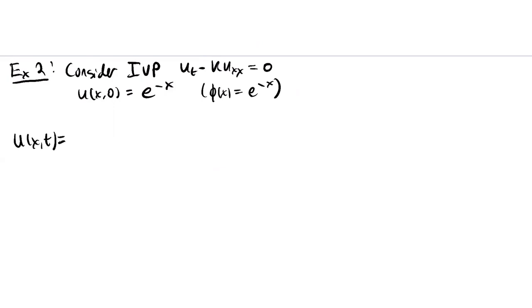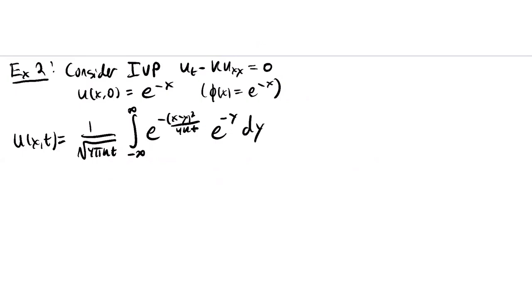And so my function u of x, t has to equal 1 over square root of 4 pi kt, just using the solution formula, times the integral of e to the minus (x minus y) squared over 4kt. And then my function phi is e to the minus x, so I get e to the minus y dy here.